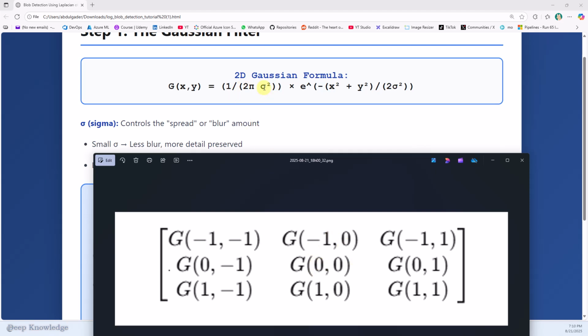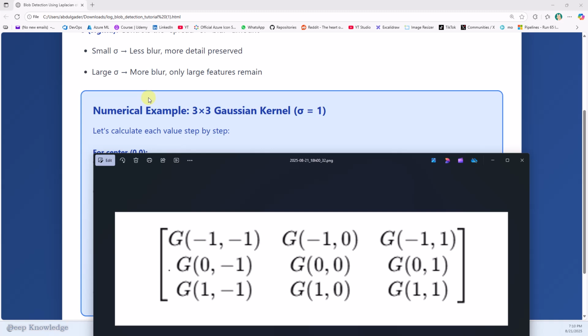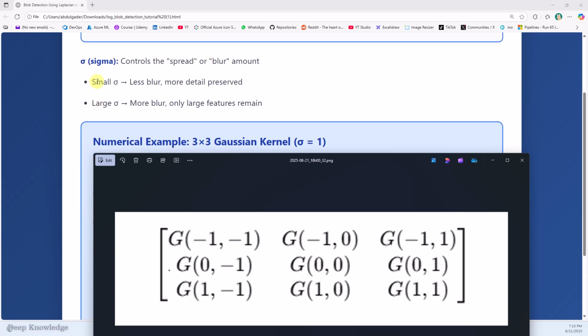And what about the standard deviation, or this sigma here? As you can see, a small sigma means less blur and more detail preserved, and a larger sigma means more blur, and only large features remain.